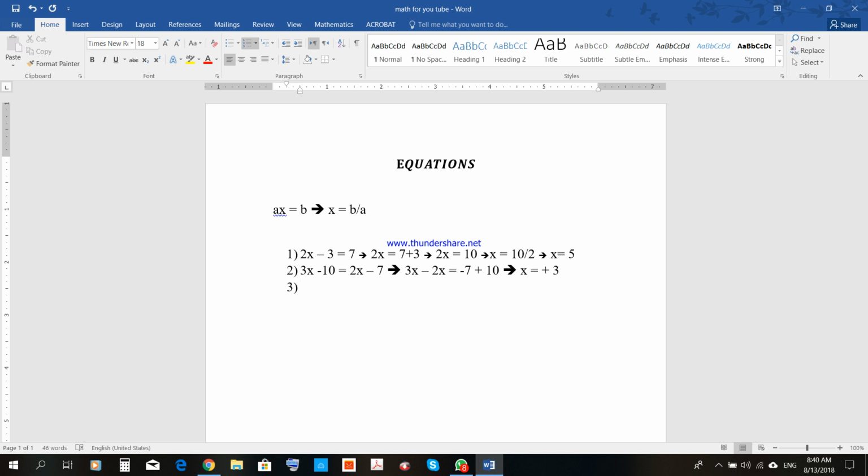For example, if we have another example: 5 into (3x minus 4) minus 10 equal 2 into (4x minus 7) minus 13.